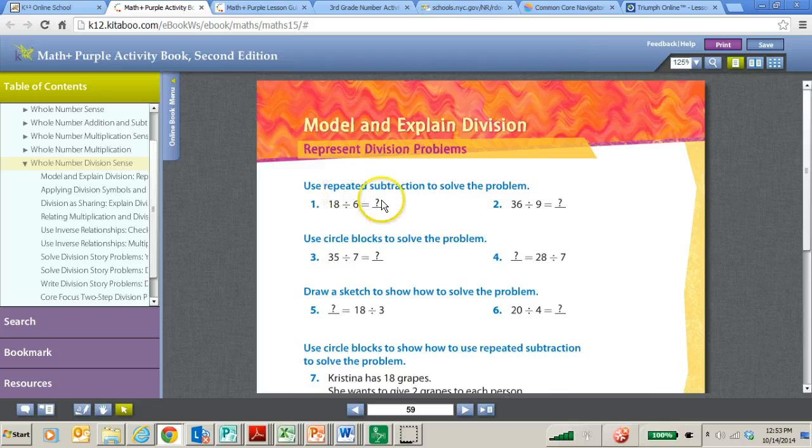When this says use repeated subtraction to solve the problem, basically you could start out with a number line that goes up to 18 and have a student subtract 6 and then 6 more and then 6 more. How many times or hops did it take to subtract 6? And they would see that it took 3 hops until you got all the way back down to 0.